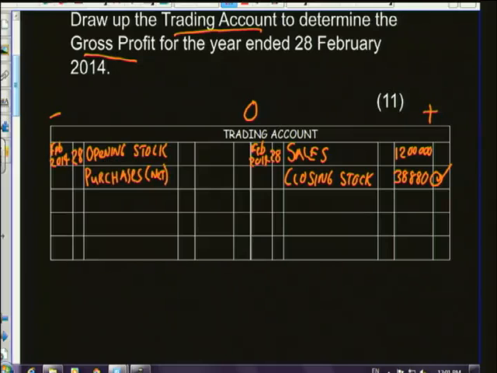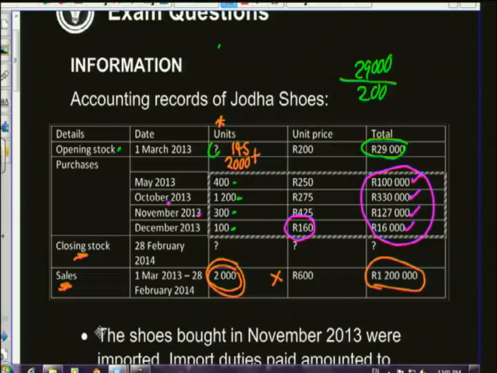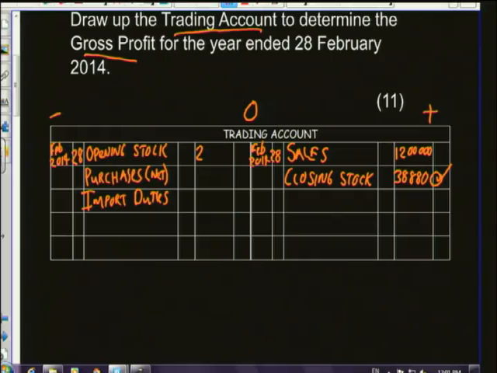Okay, and then the next item to also close off will be my import duties. It is also possible to have carriage and purchases. In this case, we didn't come across carriage and purchases. So those are the three amounts that I'm going to close off to my trading account. Right, let's start off with the value of my opening stocks. Again, back to my information. Opening stock value, 29,000. So let's take that through to our T account. Opening stock, an amount of 29,000.